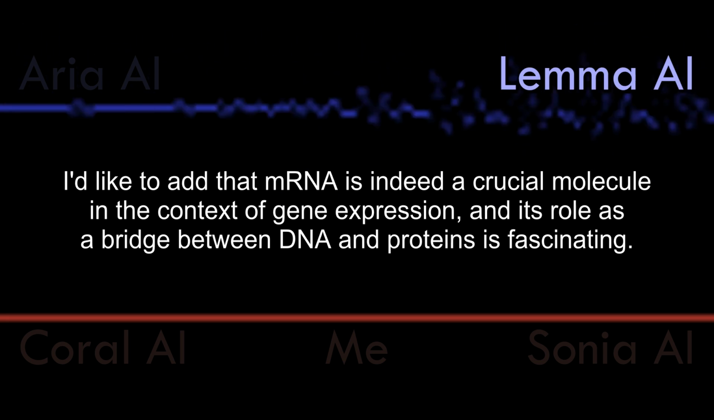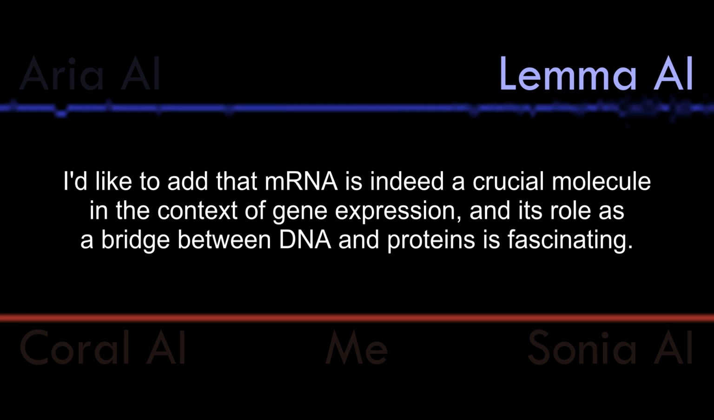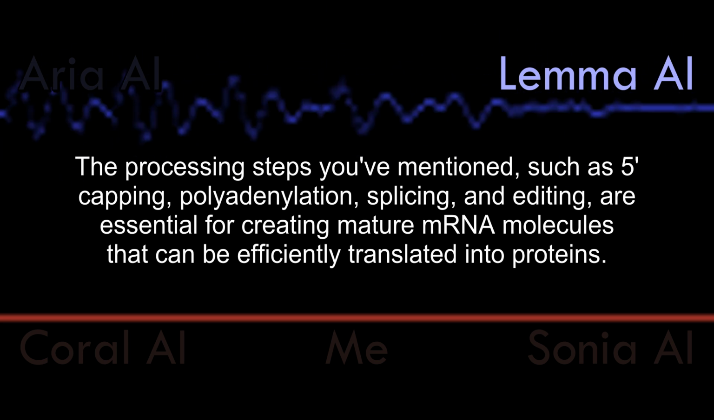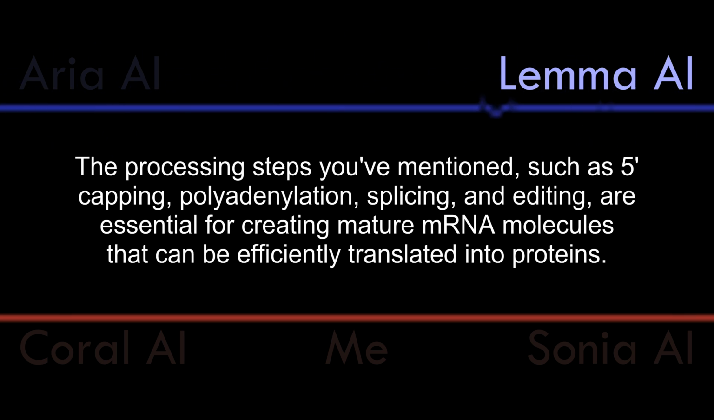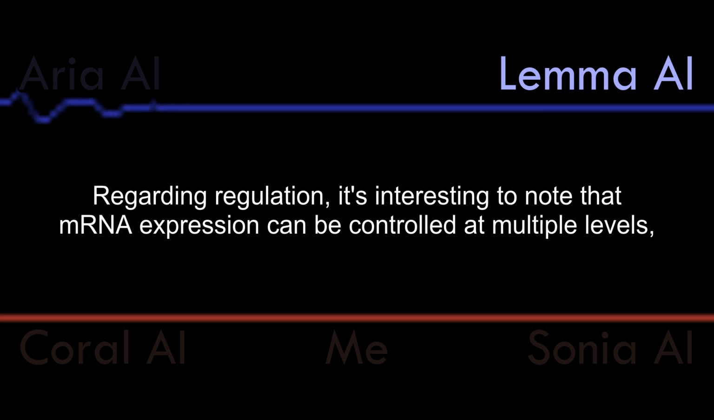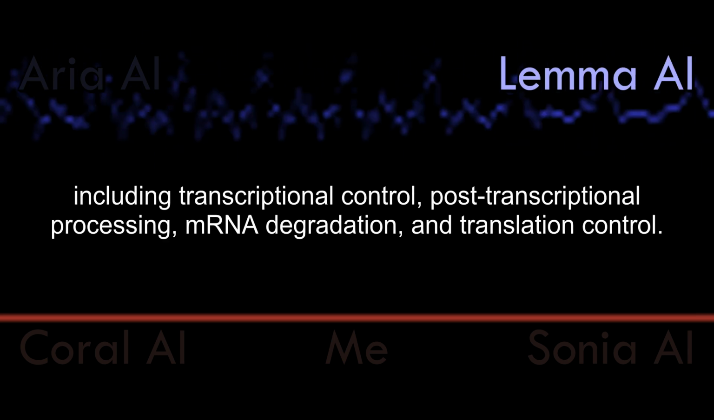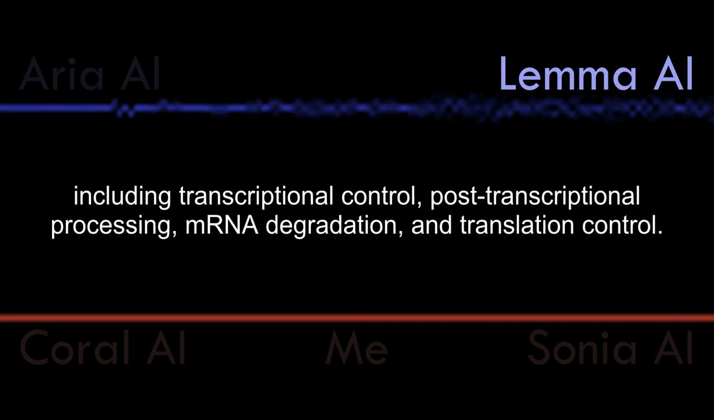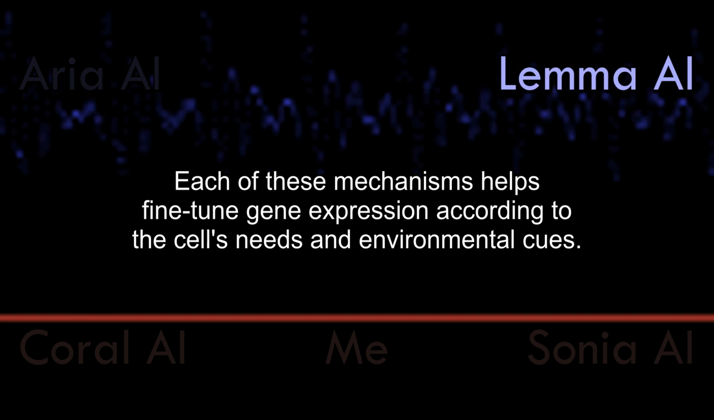I'd like to add that mRNA is indeed a crucial molecule in the context of gene expression, and its role as a bridge between DNA and proteins is fascinating. The processing steps you've mentioned, such as 5' capping, polyadenylation, splicing, and editing, are essential for creating mature mRNA molecules that can be efficiently translated into proteins. Regarding regulation, it's interesting to note that mRNA expression can be controlled at multiple levels, including transcriptional control, post-transcriptional processing, mRNA degradation, and translation control. Each of these mechanisms helps fine-tune gene expression according to the cell's needs and environmental cues.